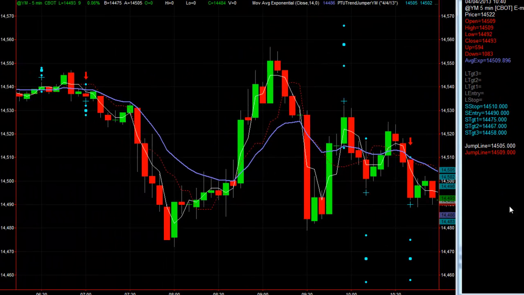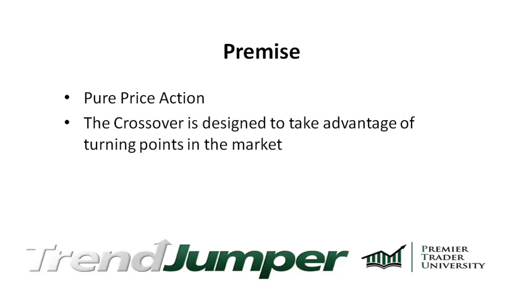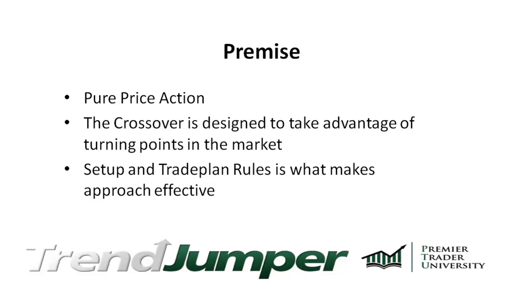The Trend Jumper is a pure price action methodology that is designed to find short-term support and resistance levels from which to jump off of. We will not be utilizing the Trend Jumper's signature jump trade with this trade plan. Instead, we will be focusing on a very different type of trade setup called the crossover. The crossover trade is a very specific Trend Jumper setup that is designed to take advantage of turning points in the market. It is a combination of this setup, in addition to the rules of the trade plan itself, that makes this a very effective approach to trading the Dow Emini with the 5-minute chart.